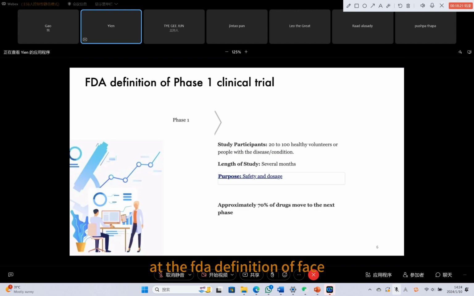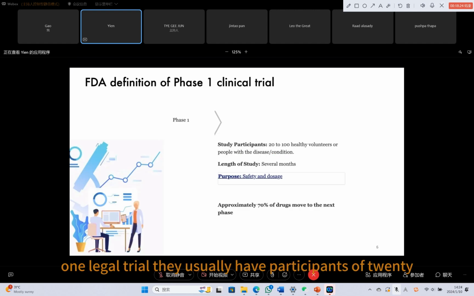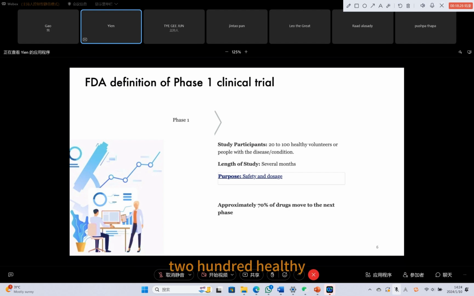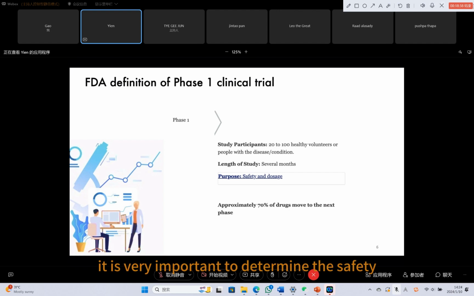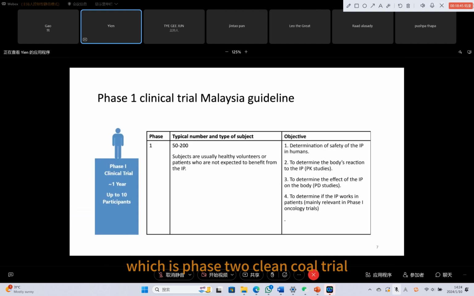If you look at the FDA definition of phase 1 clinical trial, they usually have participants of 20 to 100 healthy volunteers or people with a specific disease, with the length of study being several months. And the purpose, again, is to determine the safety and dosage of the drug. And most of the drugs will move on to the next phase, which is phase 2 clinical trial.